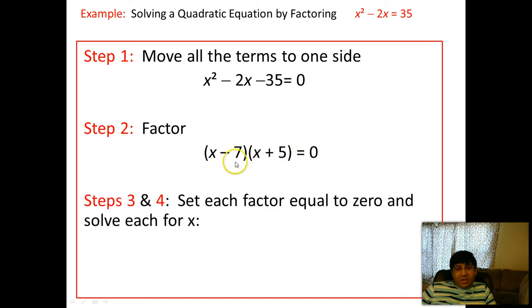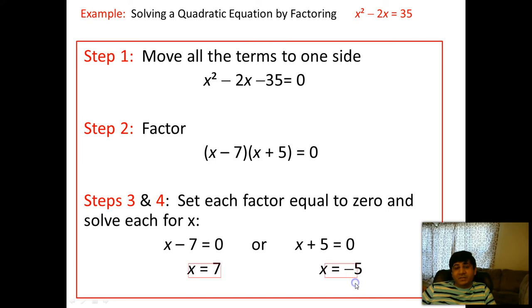So now set each of them equal to 0. So x minus 7 equals 0 or x plus 5 equals 0. This will give us 7, this will give us minus 5. These are our solutions. This one here, I skipped a little step. You should go back and look at how I did it. I skipped it on purpose.